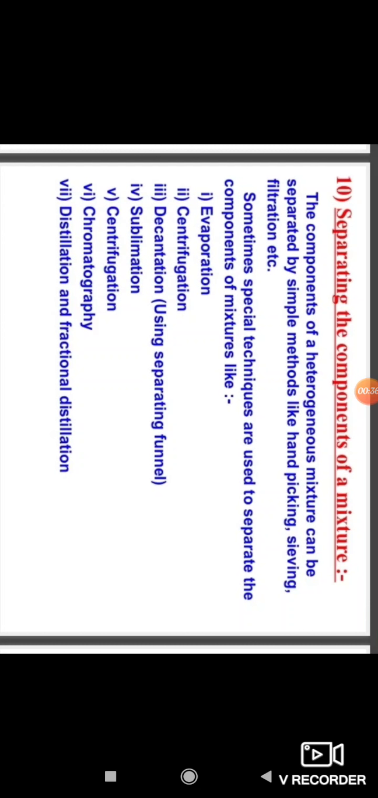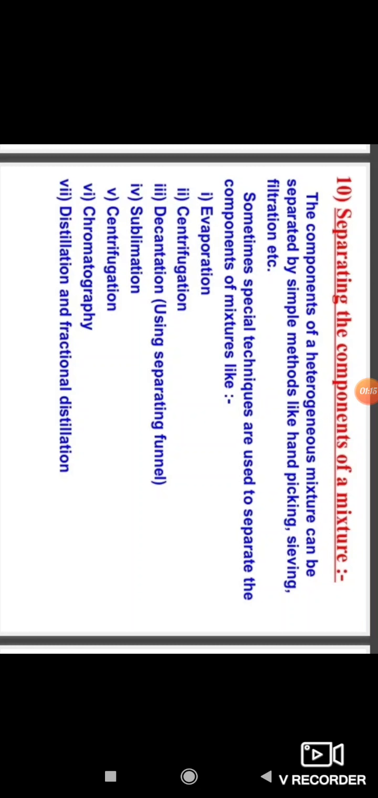Okay, dear students, today we shall discuss separating the components of a mixture. A heterogeneous mixture can be separated by simple methods like hand picking, sieving and filtration. So note down here, it can be separated by simple methods like hand picking, sieving and filtration, and the mixture can be separated.